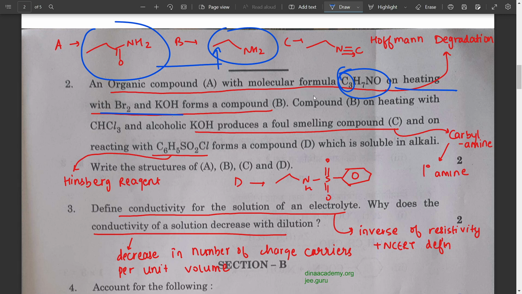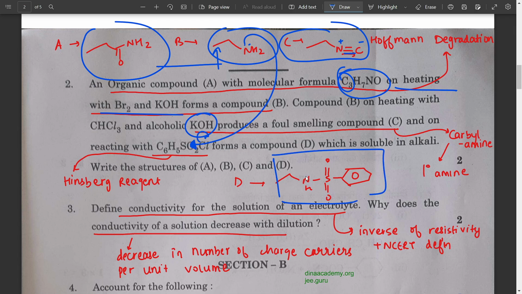This is ethanamine. Compound B on heating with chloroform and alcoholic KOH, this is the carbylamine reaction, gives you an isocyanide. So this is the isocyanide that you'll form, or you may have even written this as the following. Both are correct. And on treating with Hinsberg reagent, phenyl sulfonyl chloride, it forms compound D, which is soluble in alkali. So this is just a simple nucleophilic attack here, and then the chlorine gets kicked out and you form this compound, and this is soluble in alkali because this hydrogen can be replaced to get a negative sign there.